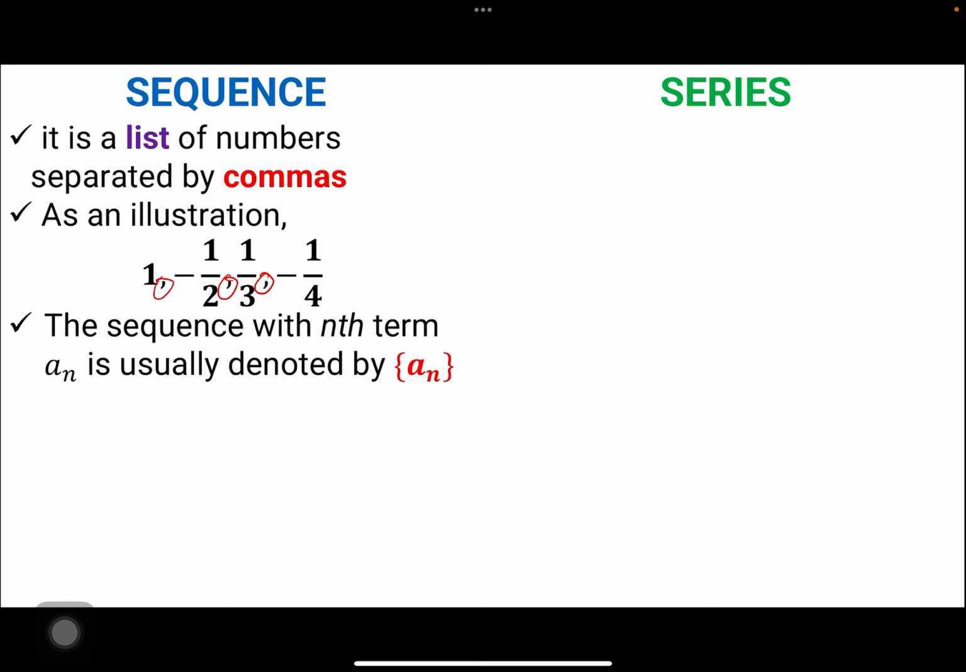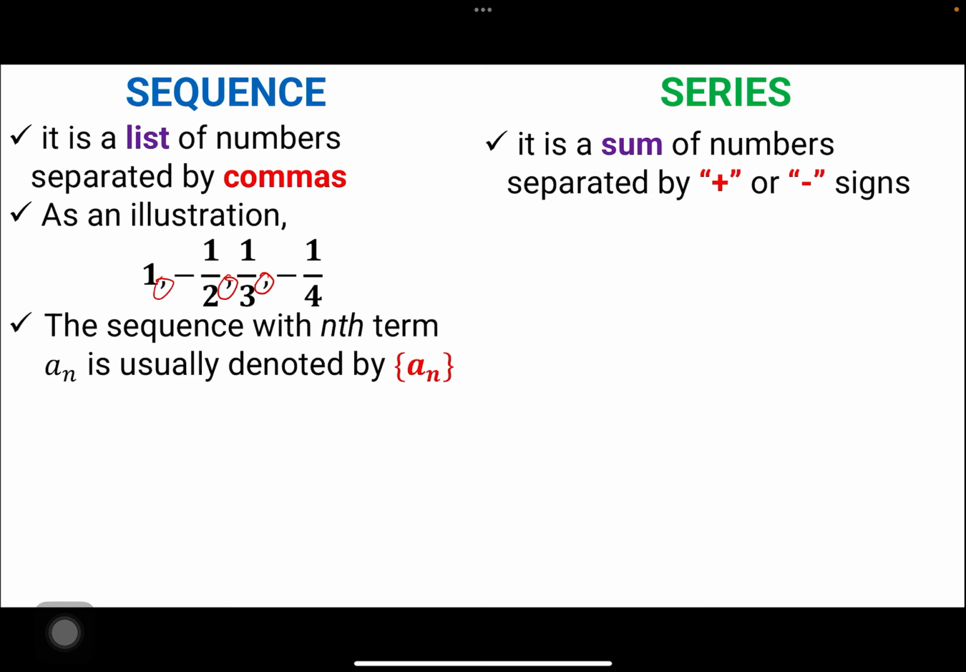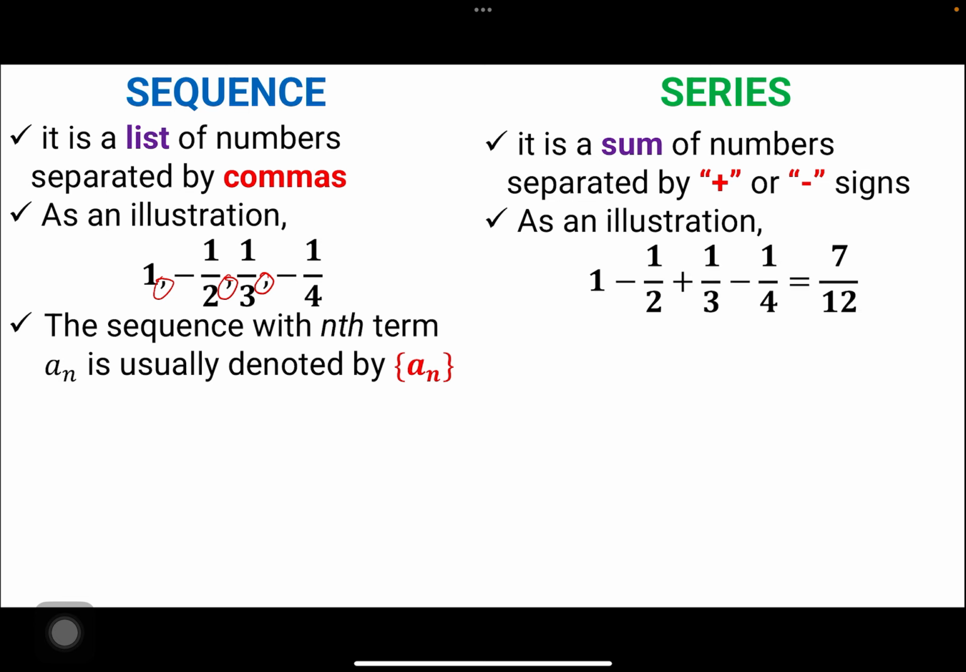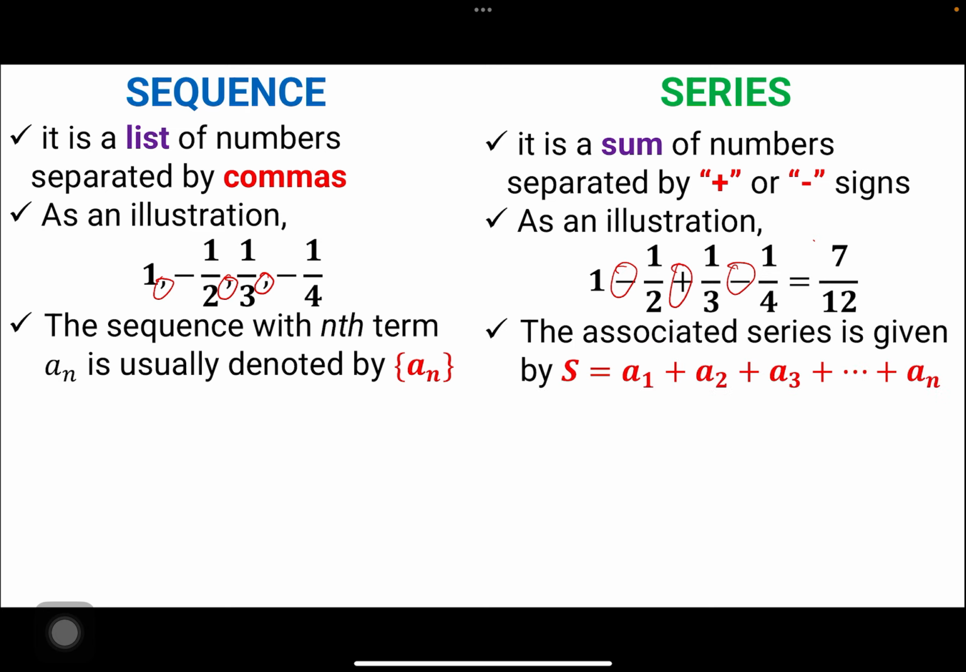Okay? Then on the other hand, pag sinabi naman nating series, separated siya ng mga signs such as operation na addition and subtraction, or we can have the positive and negative sign. So for illustration, we have 1 minus 1/2 plus 1/3 minus 1/4. And the 7/12 na nakikita niyo po dyan, it is the associated series. Ibig sabihin, yung pinaka-total po ng ating sequence. So, pinagsama-sama yung first term plus second term plus third term plus fourth term. At ang nakuha nga ay 7/12.